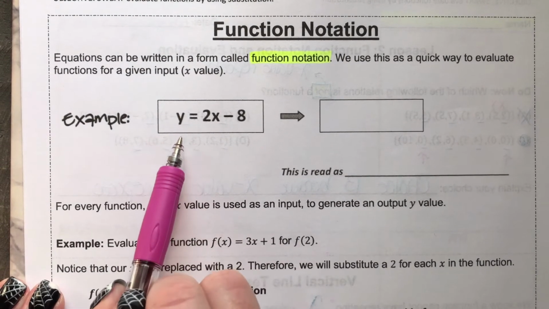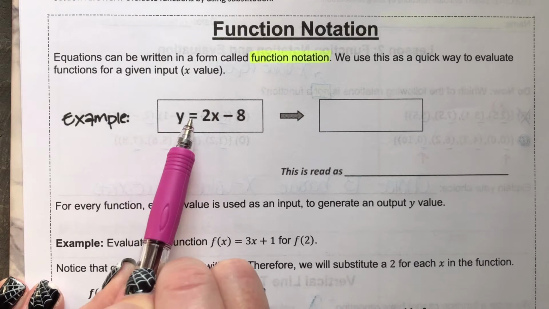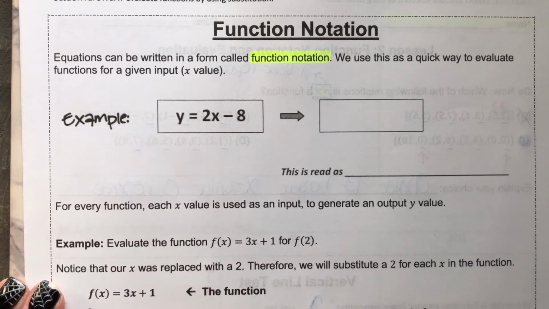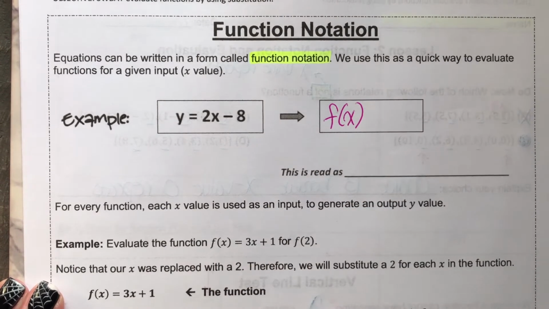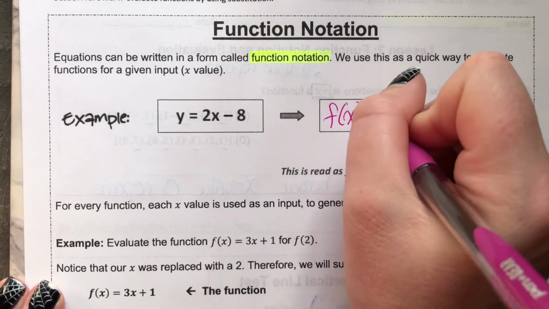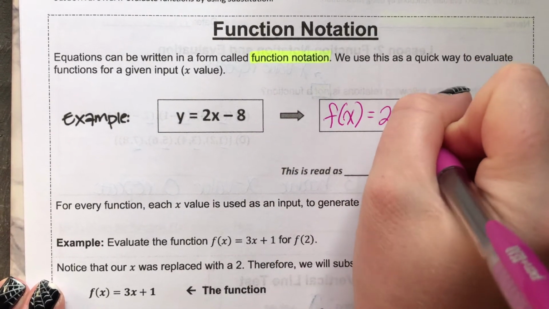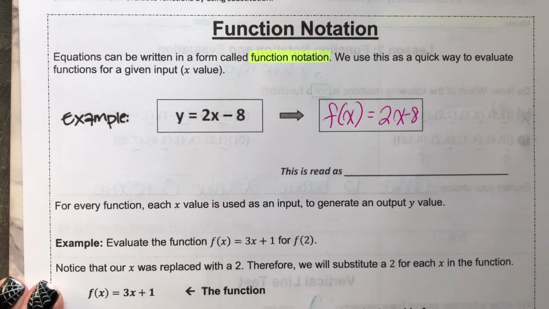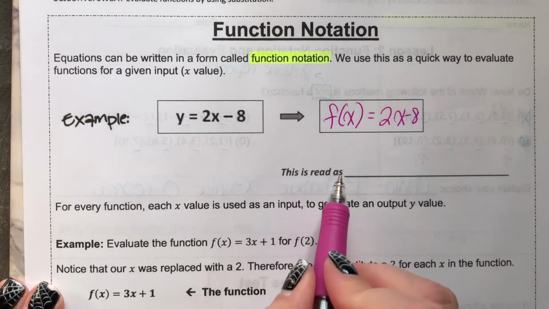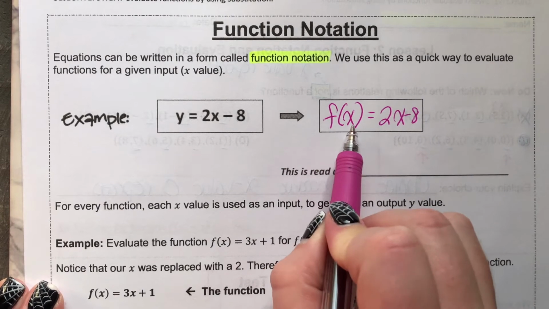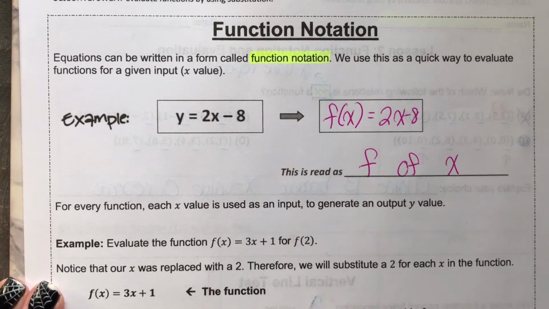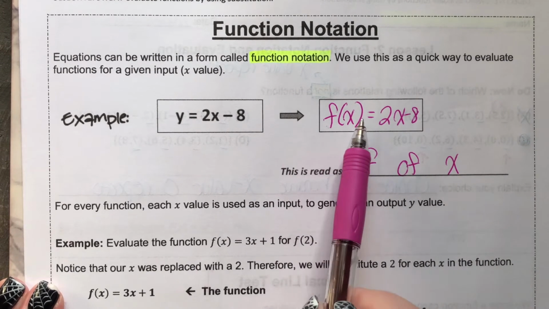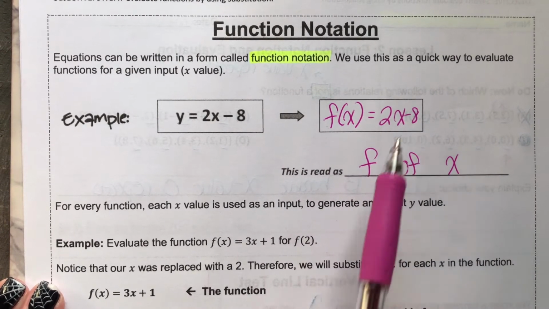So instead of writing equations like y equals 2x minus 8, I can write it like this: f with an x in parentheses, and I'm going to say that equals 2x minus 8. The way you would read this out loud is f of x. So I would say this is f of x equals 2x minus 8.